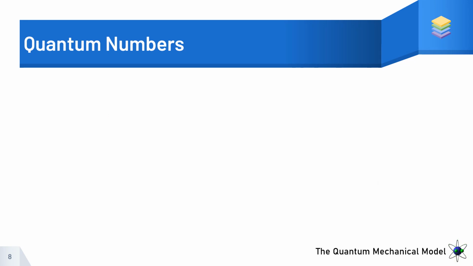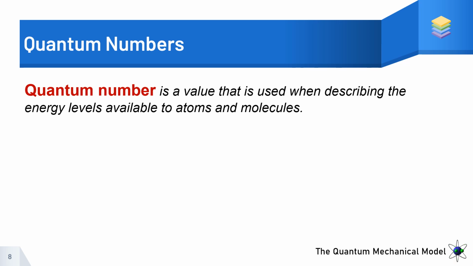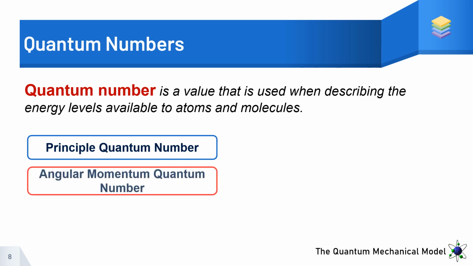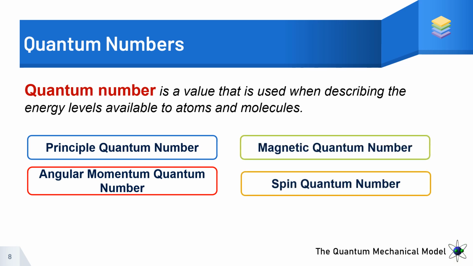Now let's have the concept of the quantum numbers. When we speak of the quantum numbers, we are referring to the values that are used when describing the energy levels available to atoms and molecules. Now we have four types of quantum numbers. These are the principal quantum number, the angular momentum quantum number, the magnetic quantum number, and the spin quantum number. Let us discuss them one by one.